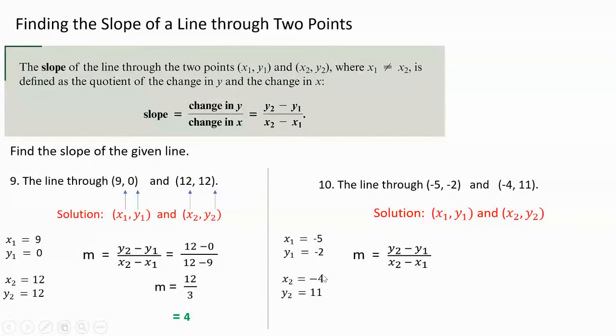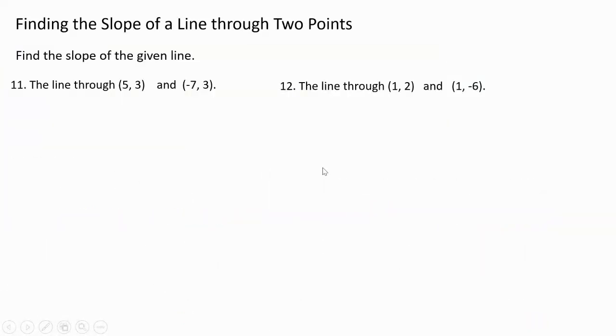So y2 is going to give us 11 minus negative 2 over negative 4 minus negative 5. This turns to 11 plus 2 over negative 4 plus 5, which is going to give us 13 over 1, which will give us 13. My slope is 13. Let's do 2 more examples.